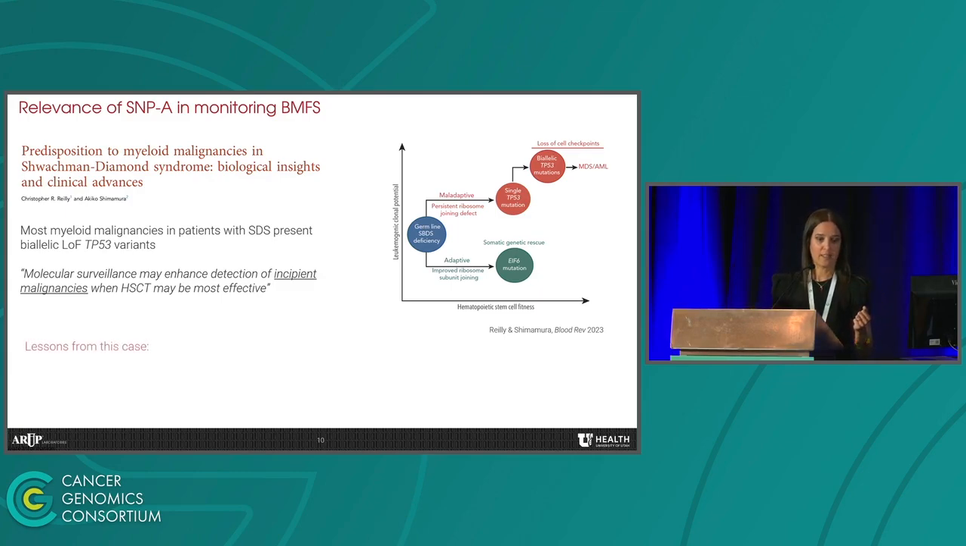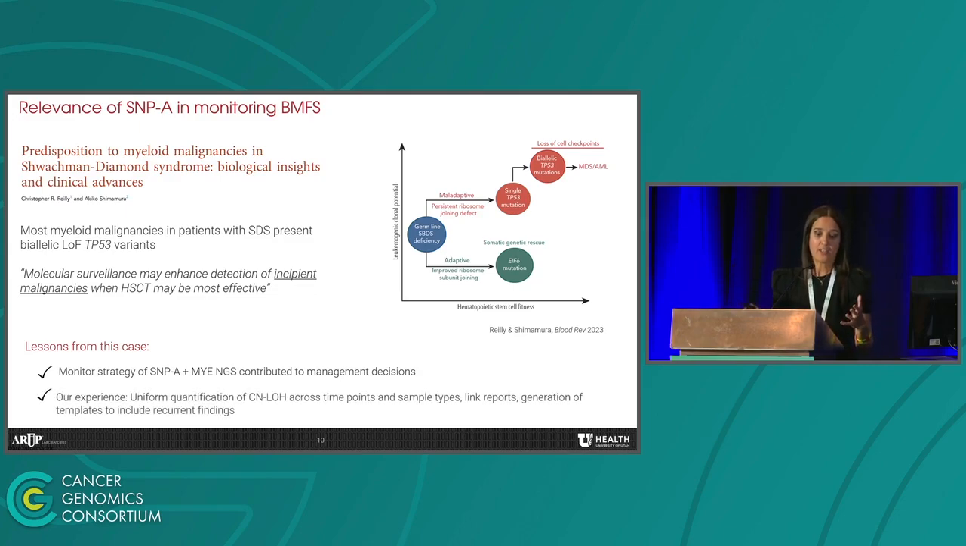So for us, the lessons from this case were first to show the monitoring strategy of combined SNP array and myeloid NGS and how this helped to lead to management decisions. And second, how to uniformly quantify CNLOH across different time points, across different sample types, how to link reports and build templates to include recurrent findings.